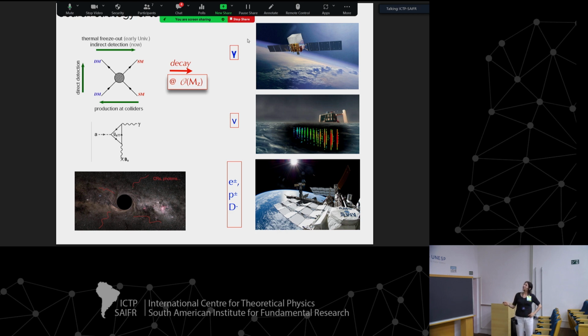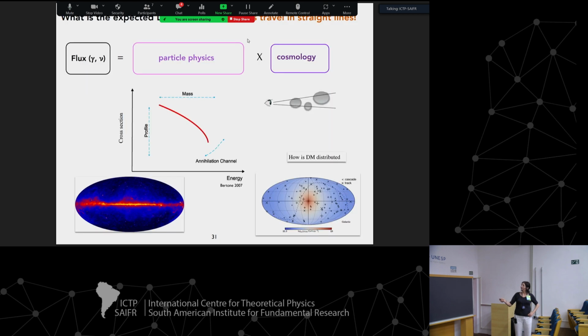As I said before, you can look in gamma rays, in neutrinos, in charged particles. Primordial black holes are also expected to emit such signals. So be it thermal dark matter, ALPs, or primordial black holes, in general, these are the signal fluxes that you expect. The point is that the expected signal, this is in neutrinos and photons.